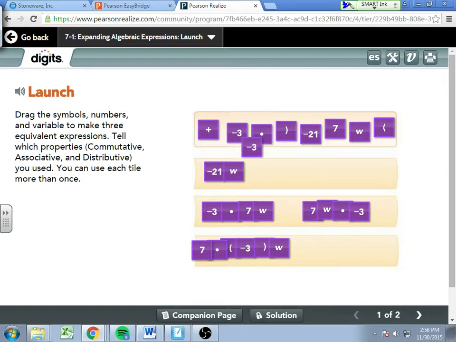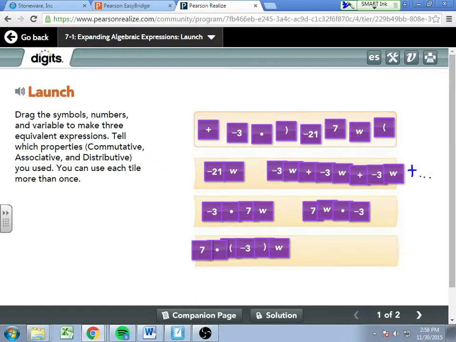Here's one that I was wondering to see if somebody would figure it out. If I do -3w plus -3w plus -3w, and I can keep going until I get 21. Now I would have to do this 7 times, so I'm going to run out of screen. So I'm just going to put plus ... to say we would keep adding, but we've run out of screen.